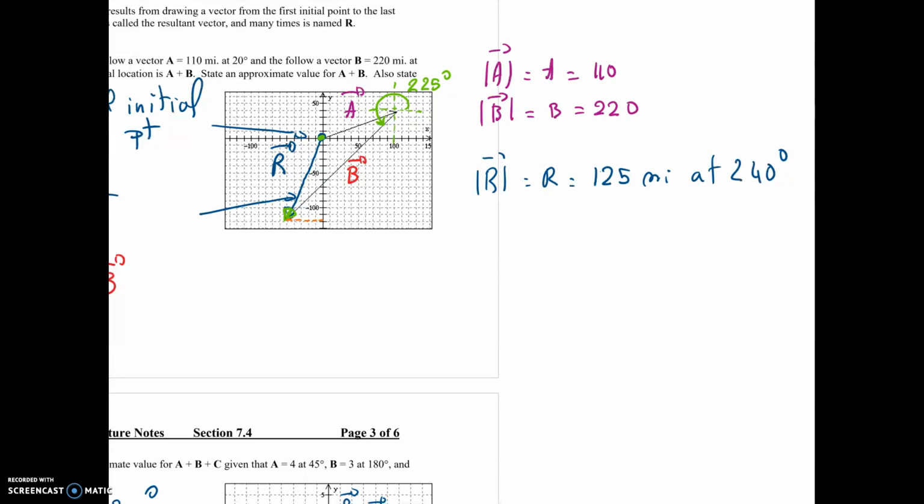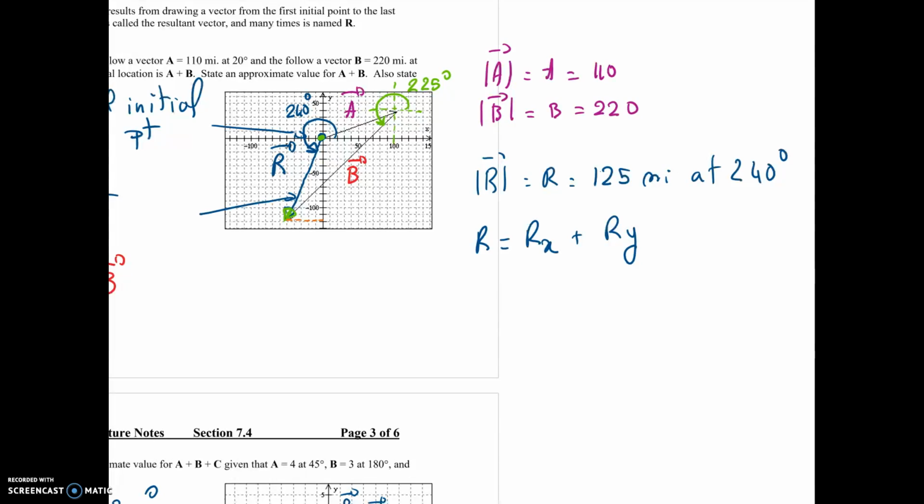Okay, and to define 240 degrees, 240 degrees is right here. All right. Let's say it's kind of almost there. It's a little bit bigger than 225, so roughly that's 240 degrees. So if I define R, I can also define R as a horizontal component plus a vertical component, okay?